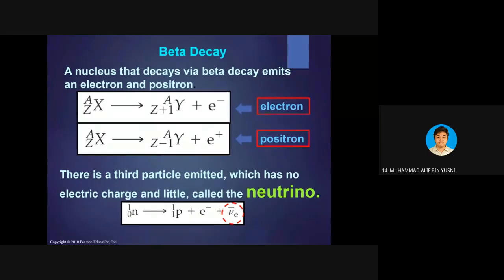For beta decay, a nucleus that decays via beta decay emits an electron or a positron. So you have element X and then you have the daughter Y. You lose an e negative, so you get Z plus 1. For a positron, element X gives the daughter nucleus Y with Z minus 1, plus a positron. There is a third particle emitted here which has no electric charge and very little mass, considered as no mass, called the neutrino. So a neutron, n-1-0, gives a proton 1-1 plus an electron, e negative, plus a neutrino.